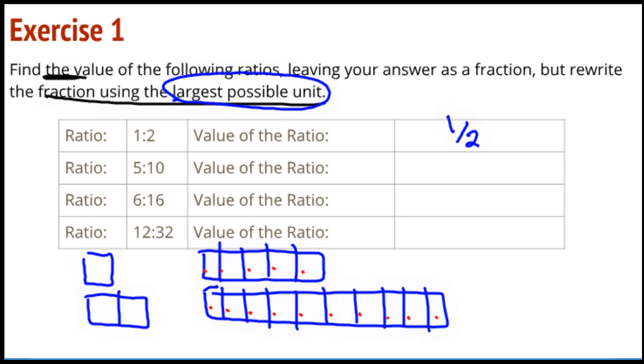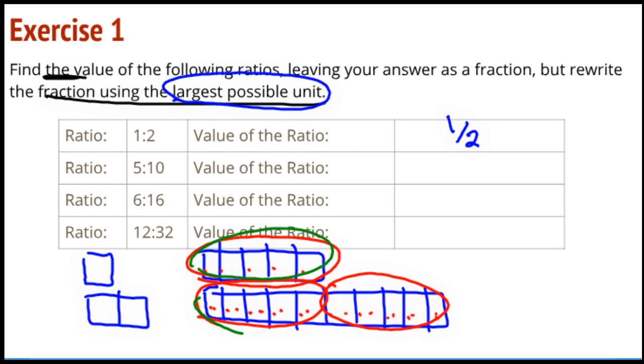Well, I notice here that I've got 5, and I notice here that I've got 1, 2, 3, 4, 5, and I notice here I've got 1, 2, 3, 4, 5. So now I have grouped them together, and I have made groups of 5. So I'm now unitizing. I'm turning these 5s into groups. So here I have a group, and here I have a group, and here I have a group. And so this 5 to 10 here actually has a value of 1 to 2.